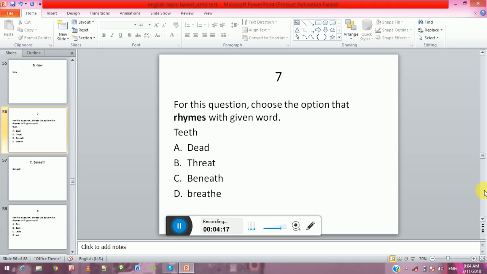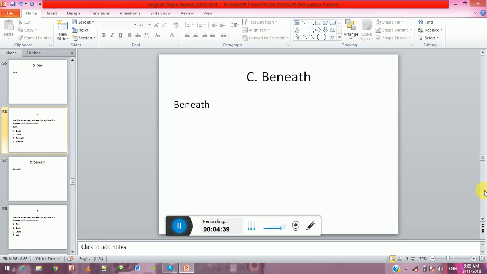For this question, choose the option that rhymes with the given word. The word is teeth. Which of them rhymes with teeth? Here we have dead, threat, beneath, breath. So teeth and beneath sound the same. So the answer is beneath, C.